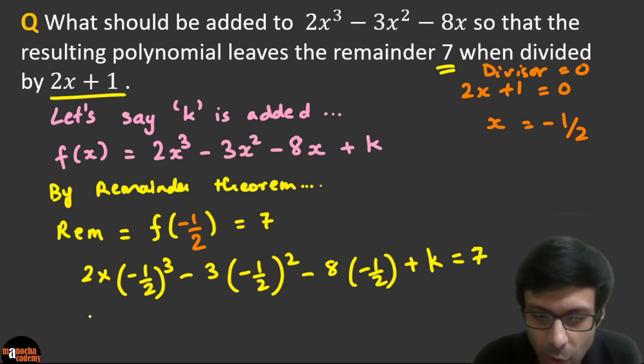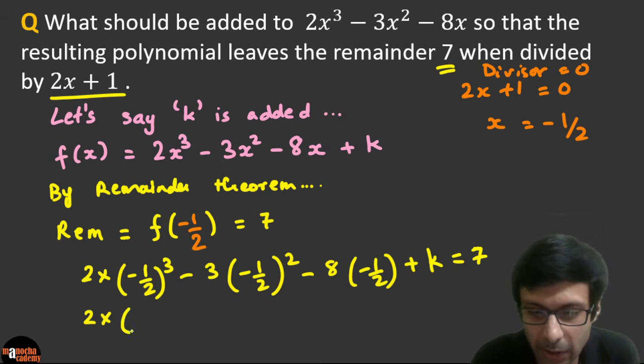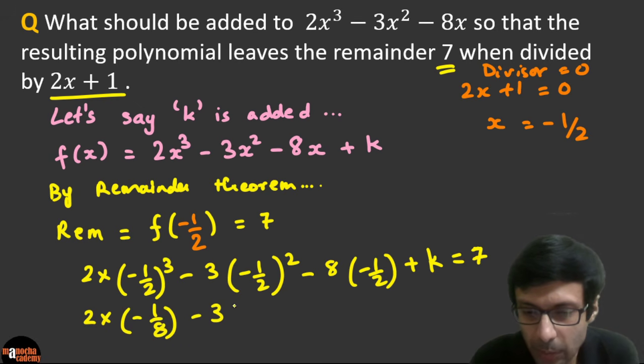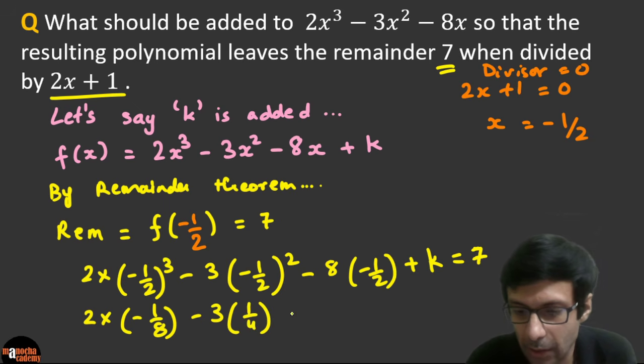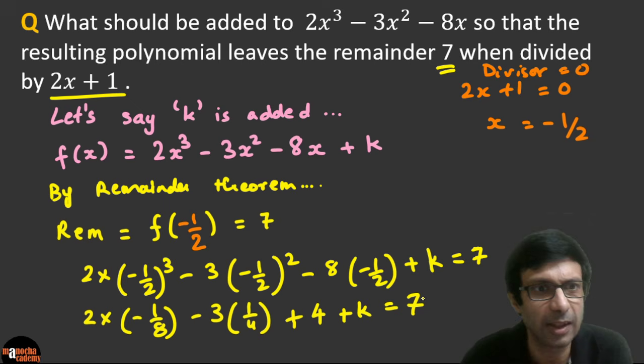And on solving, what do we get here? So this is 2, I think we are going to get 2 times, this is going to be minus 1 by 8 here, minus 3 times, and this is going to be 1/4, right? And this is going to become plus, what do we have here? 4 plus k equal to 7, right, guys? Please check here. Pretty simple, right?